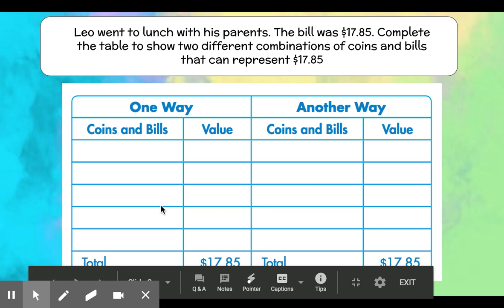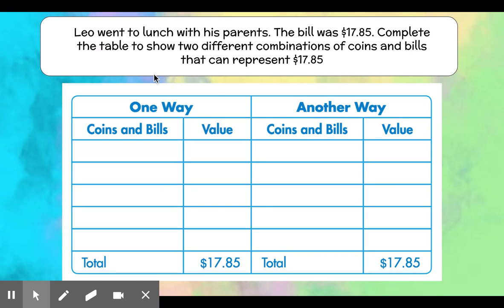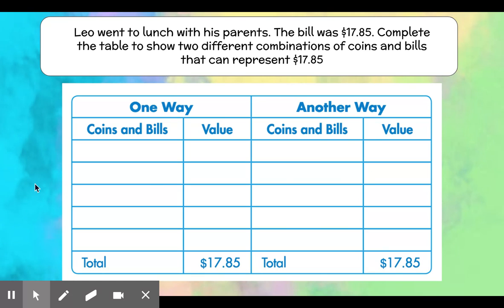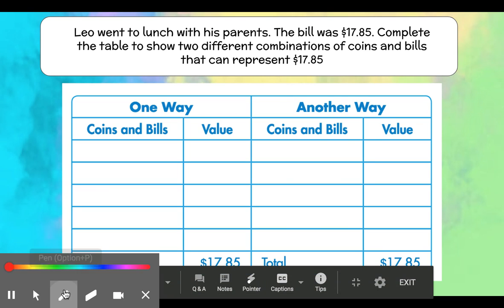Okay, so the top says Leo went to lunch with his parents. The bill was $17.85. Complete the table to show two different combinations of coins and bills that can represent $17.85. So yours will have a drop-down menu that you have to choose from, so you'll have to play around with it a little bit, but here's what I'm going to do first.